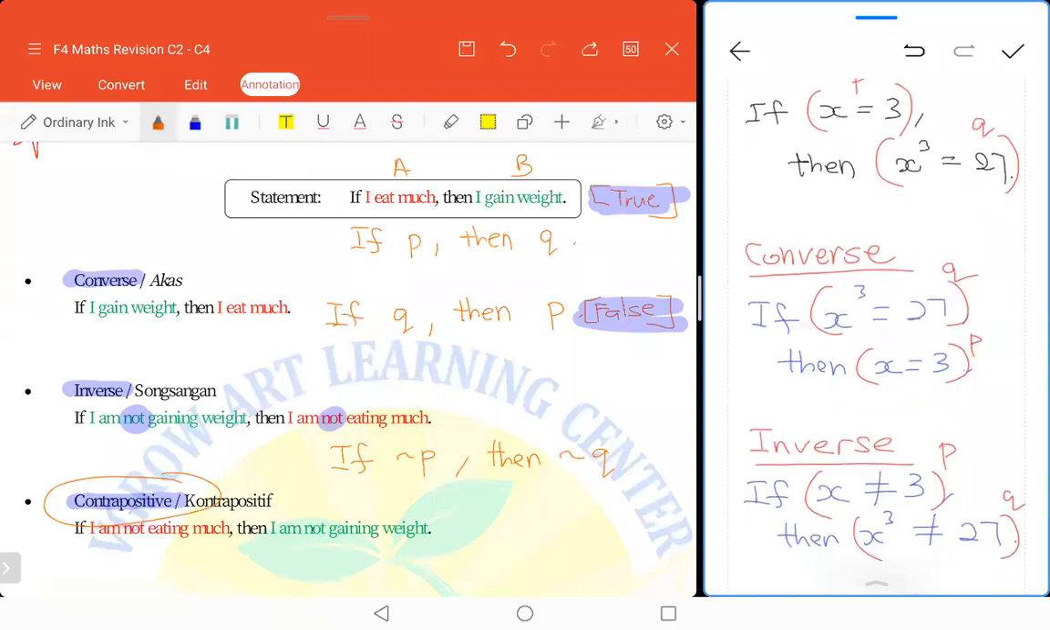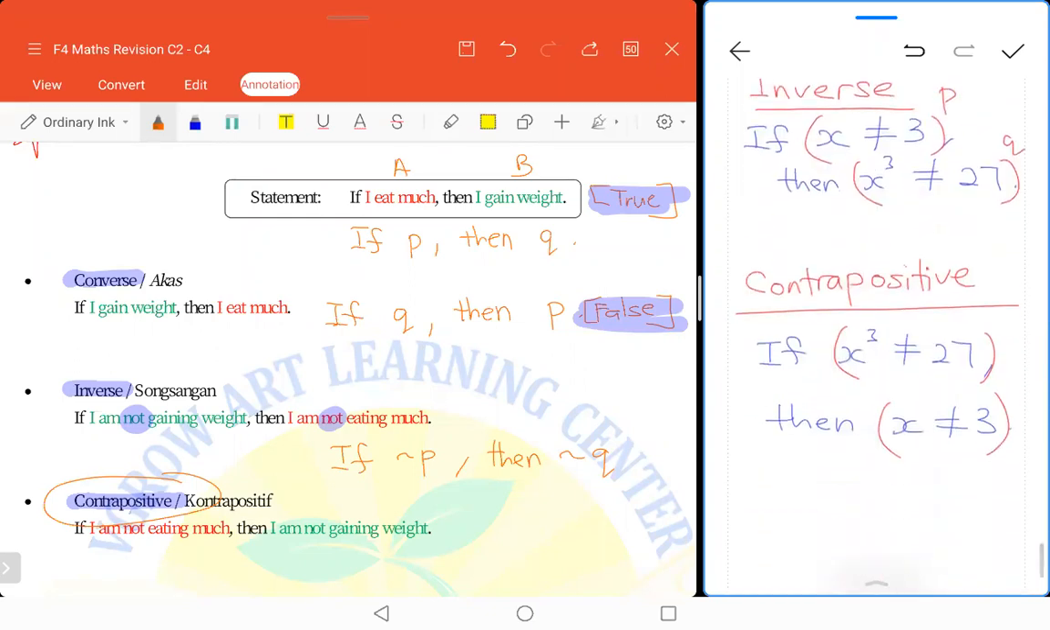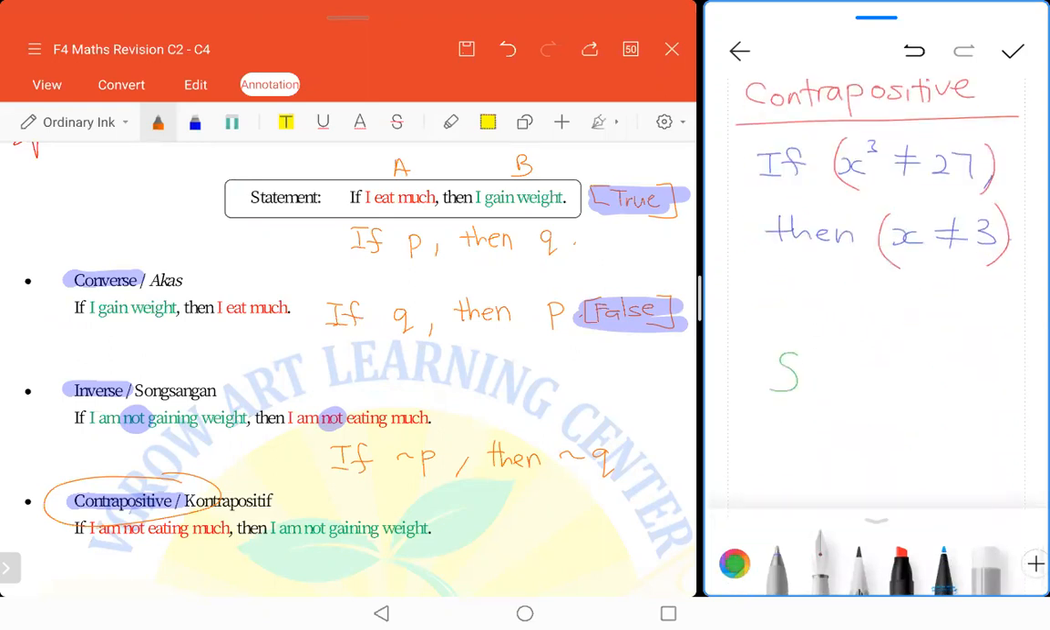Now, for easy memorizing, how to memorize more easily? You can just remember these 4 letters: SCIC. SCIC. Then you separate it into 2 parts. S is the statement, the original one. C, converse, means you reverse it. I, inverse, means you add in not. C, contrapositive, you reverse again the sequence. SC, IC.